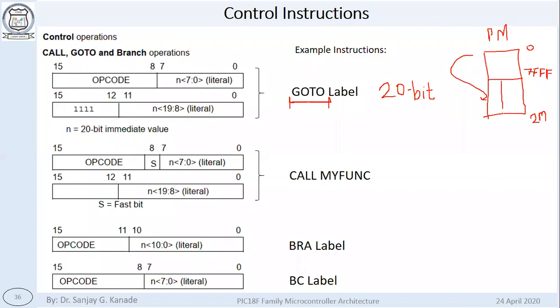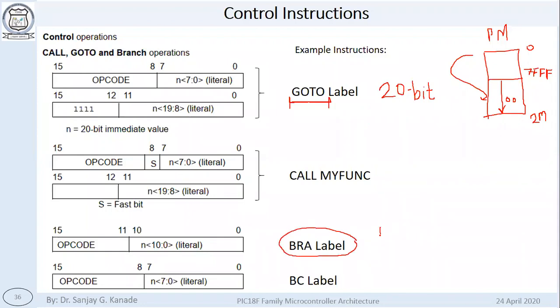If we try to go here, we only will get 00. But the point is, the GOTO instruction can take you to any location in the program memory. This is called long GOTO or standard GOTO. A very similar instruction to this GOTO is the BRA.